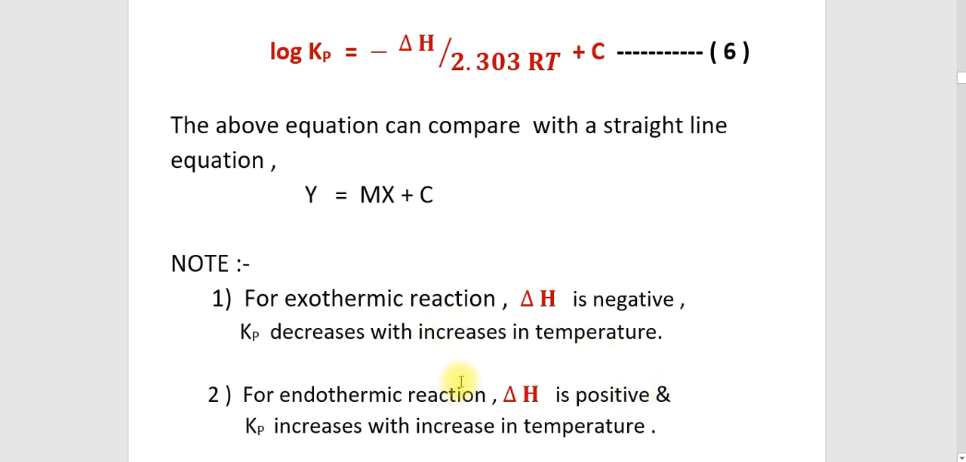We know that for an endothermic reaction, delta H is positive. Exothermic means heat is liberated; for endothermic, heat is absorbed, and the value of delta H is positive. Then Kp increases with the increase in temperature. What will happen if temperature increases or decreases? That is what we need to look at here. For an increase in temperature, Kp decreases if delta H is negative. For an increase in temperature, Kp increases if delta H is positive.